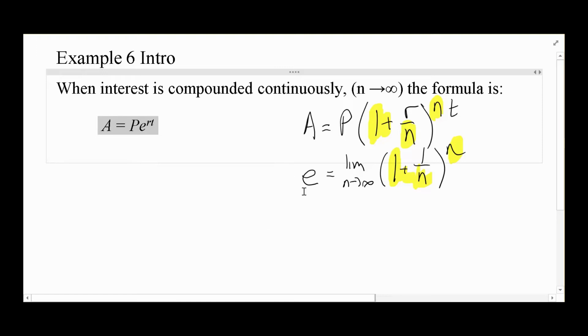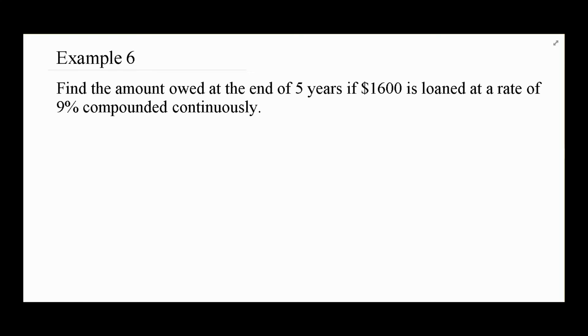So let's look at an example that uses continuously compounded interest. It asks to find the amount owed at the end of 5 years if $1,600 is loaned at a rate of 9% compounded continuously. So the formula in question here is A equals P times e to the rt. The A value is what we don't know. We know the P value is 1,600, the r value is 0.09, and the t value is 5.